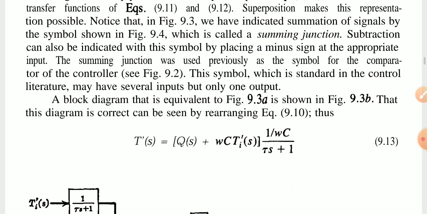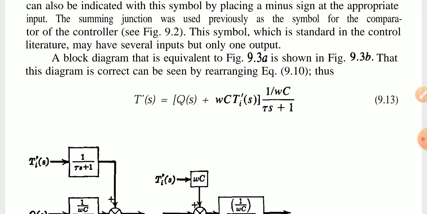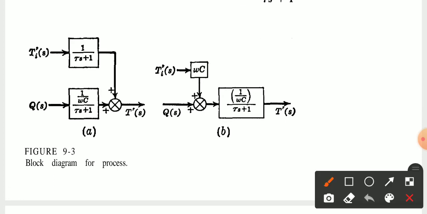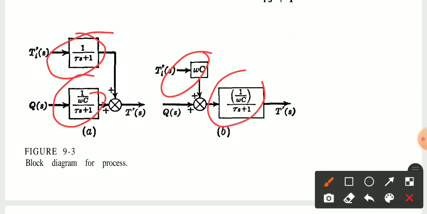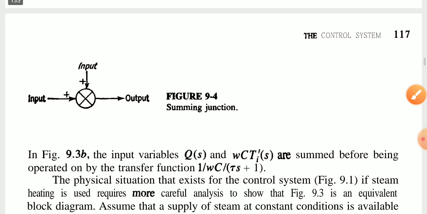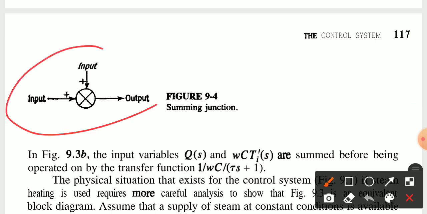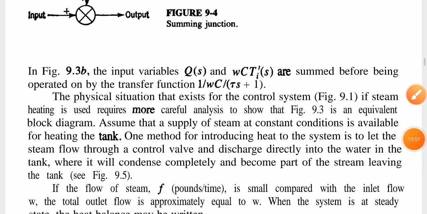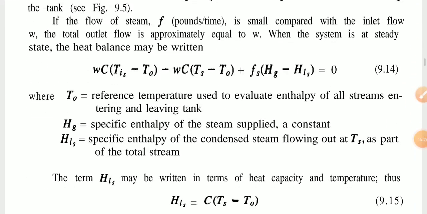Okay, then a block diagram that is equivalent to figure 9.3a is shown in figure 9.3b. Okay, this one, where we solve the equation. Then 9.4 for a summing junction, where the input and output are given. Okay, for this term, on this basis we finally derive this equation.